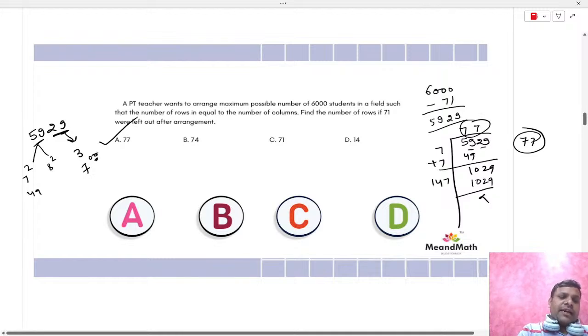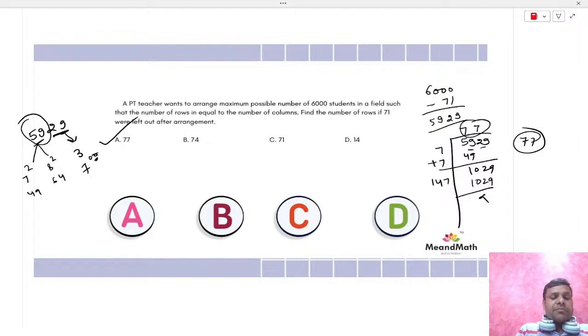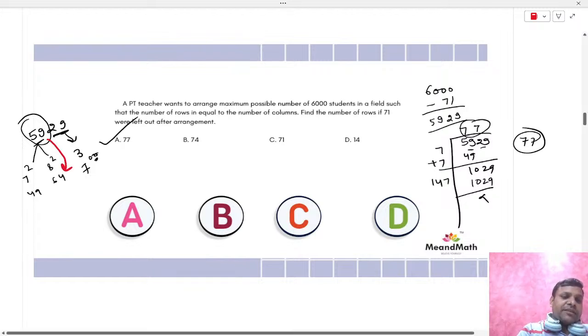49 and 64. Now check, 59 is closer to which one? So 59 is nearby the 64. So the answer is 77. So 73 or 77, which one you choose? 77 is the correct answer.